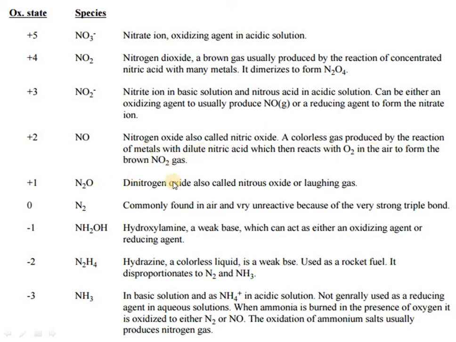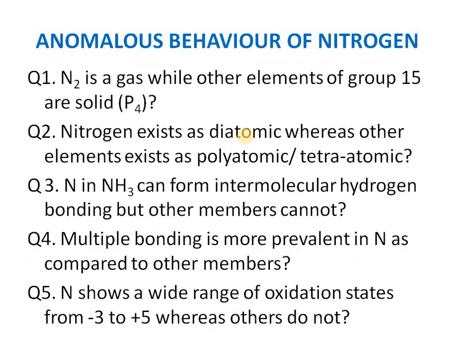Similarly, N2O is laughing gas, and N2 is in the air and unreactive, then hydroxylamine, and this is hydrogen azide. Disproportionation: the nitrogen is the same, it undergoes oxidation as well as reduction. The same element is getting oxidized and reduced. Ammonia. So you can read these once more. These are the different nitrogen oxide ions and various uses.